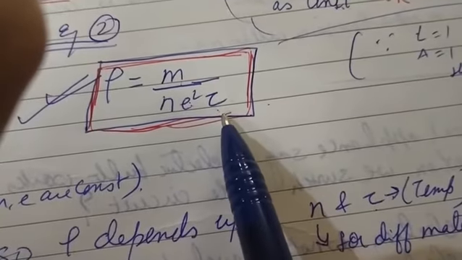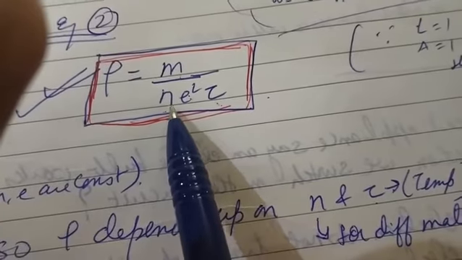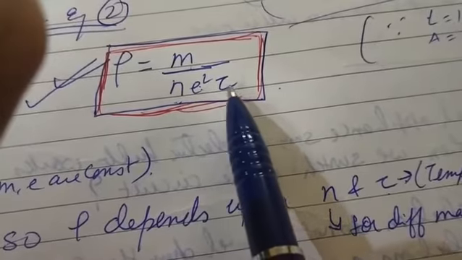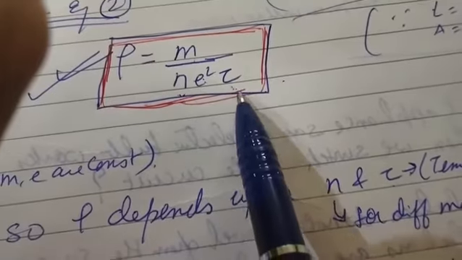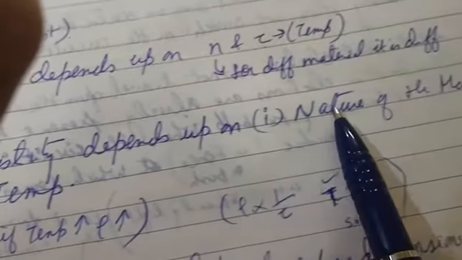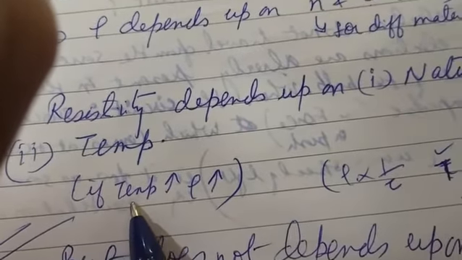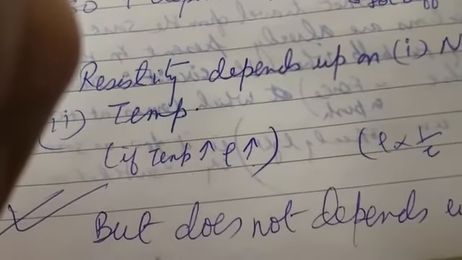So resistivity depends upon temperature, and electron density is different for different materials, that is, the nature of the material. So resistivity depends upon only two factors, that is temperature and nature of the material. It does not depend upon L and A. So if temperature is more, resistivity will be more. If temperature is less, resistivity will be less. But it does not depend upon L and A.